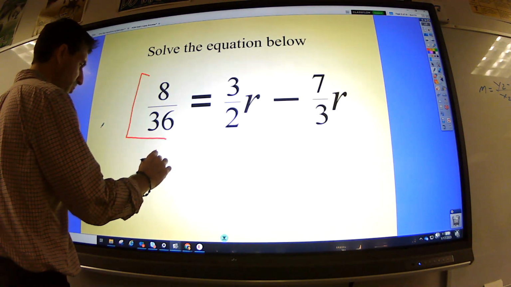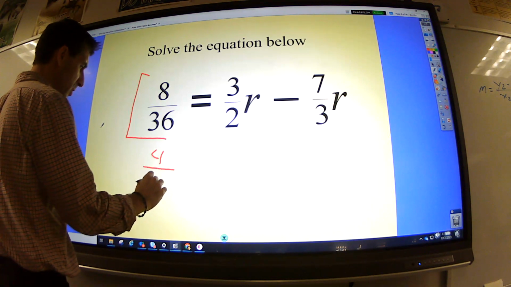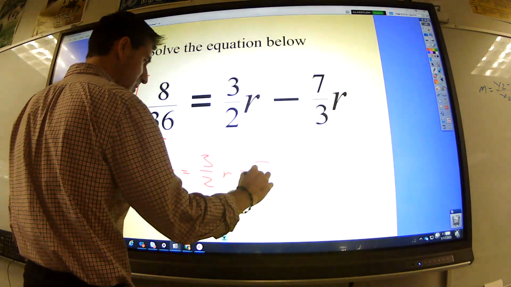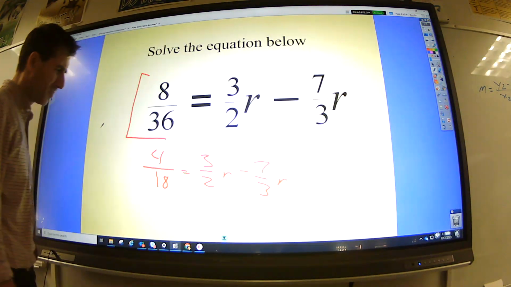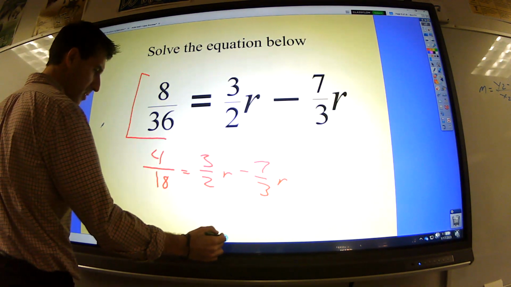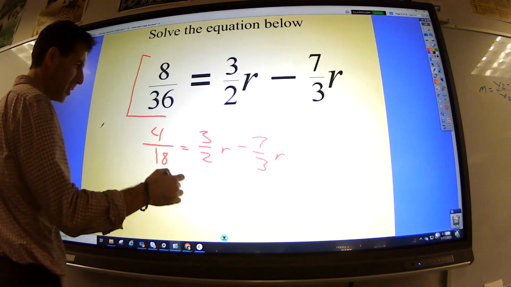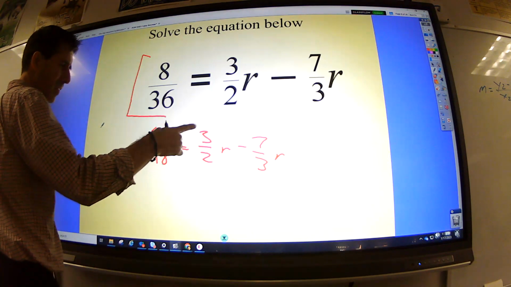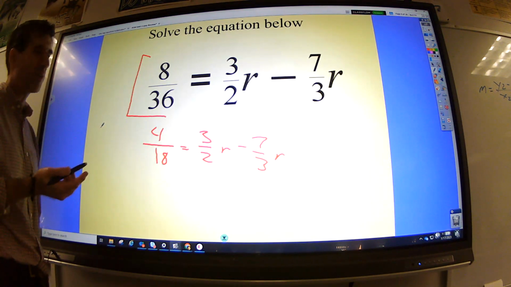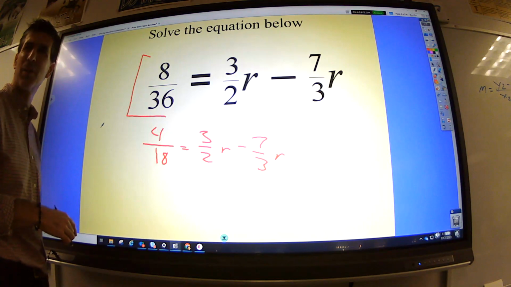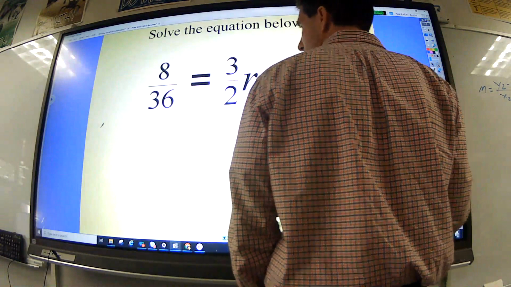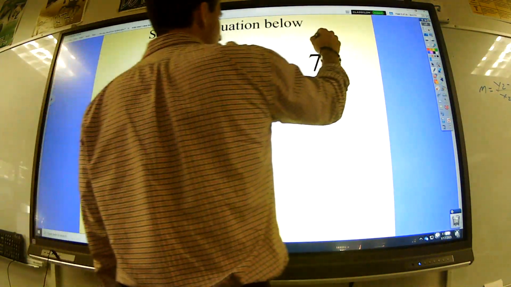What if I went 4 over 18 equals 3 over 2r minus. Then I can reduce that to 2 over 9, but I'll just leave it like this because then 9 won't matter. What's the least common multiple here now? 18. I don't know if that'll make it easier. Should I do 18 or 36? What do you guys want? I heard 36, so I'll leave it at 36 because it'll be less confusing for some of you. Otherwise, if you want to reduce it, change to 18.